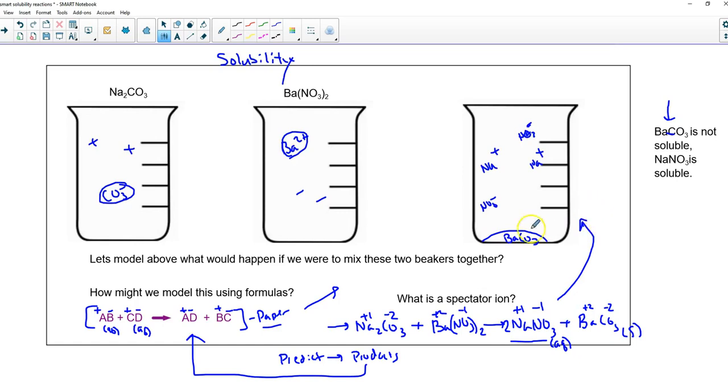Otherwise, I just showed an example where we're using this model of a solubility reaction, and then we label whether the products are aqueous or solid. We're going to learn in a short time how to know if it's aqueous or solid. All right, here we go.